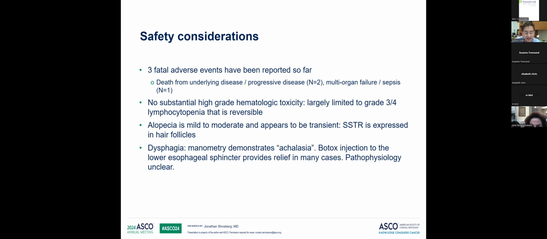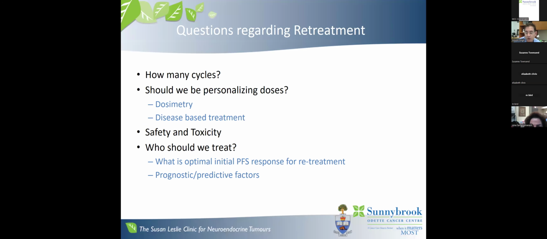And then the dysphagia, which they actually explored in some of the patients, and they thought it was achalasia and used some Botox injections at the lower esophageal sphincter, which seemed to provide relief. So still, excuse me, looking forward in terms of that. So that's sort of a whirlwind tour of where we are so far.